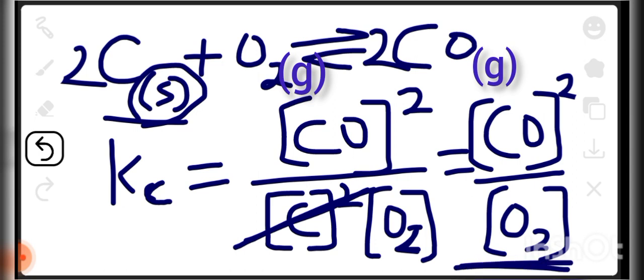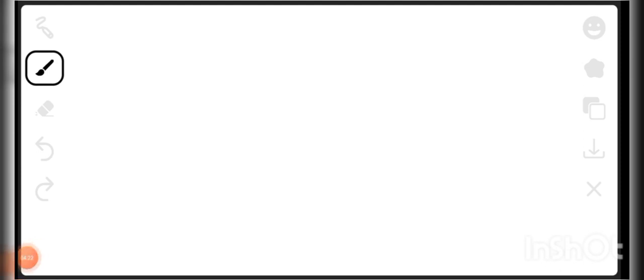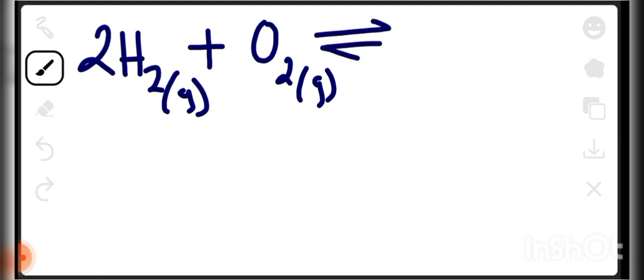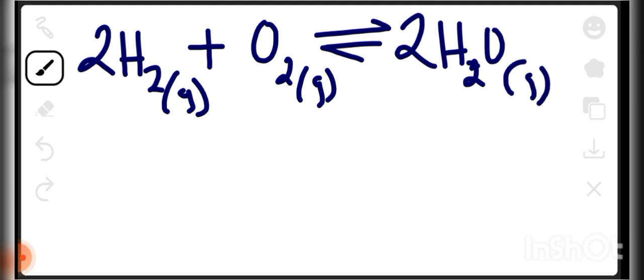CO raised to power 2 over what? Over O2. Now let's look at others. Now for the reaction, let's say we have 2H2 in gaseous state plus O2 in gaseous state to form 2H2O, also in gaseous state. So what is the equilibrium constant?